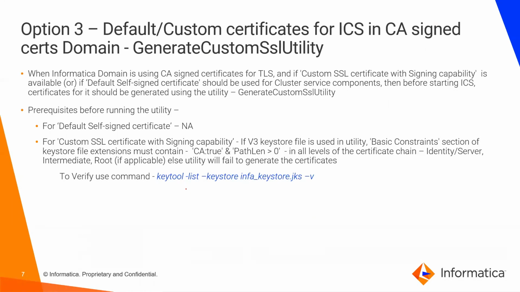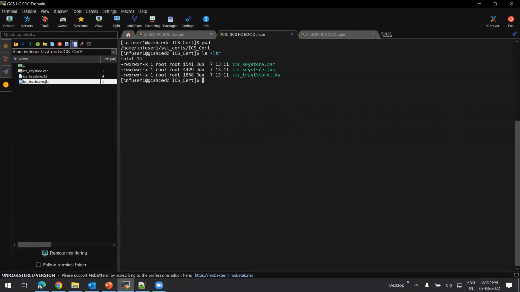As we were discussing previously, if we are using a custom SSL certificate for ICS, that should be having signing capability. And how can we verify that? By using this particular command. So let me jump into the Unix box and I will run this command to verify if my custom certificate, which I'm going to use for ICS, is having signing capability or not. This is my domain machine, and these are the certificates which I'm going to use for my ICS certificate generation using the utility. So I will verify this Keystore file.